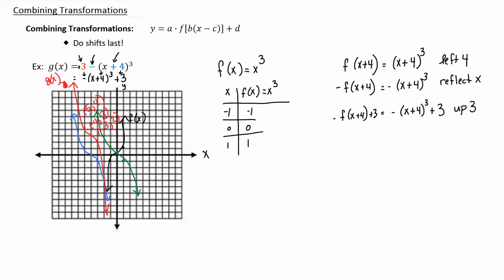So as a final graph, by graphing by transformations, our black f of x has transformed into our red g of x, and that would be our final graph, and the rest of it is our working graphs to get there.